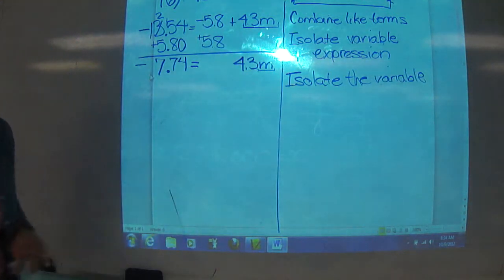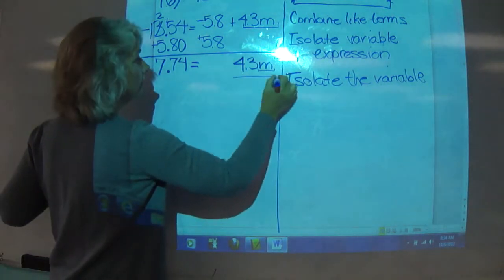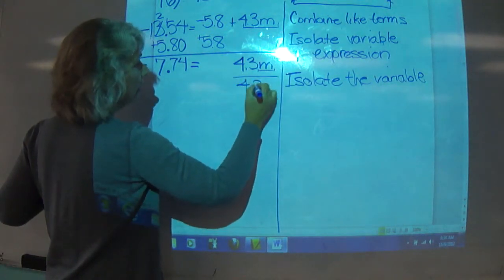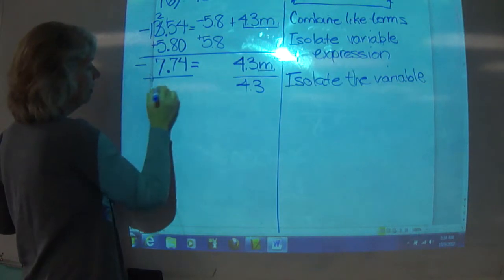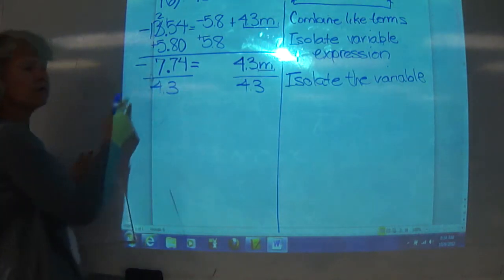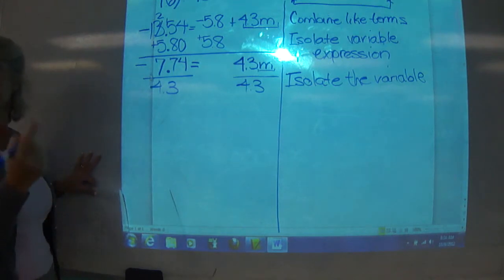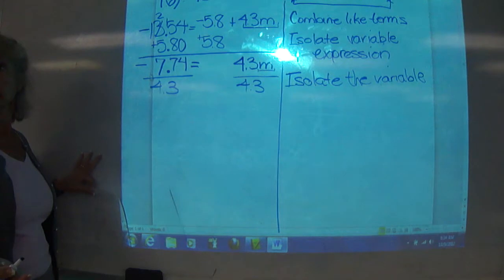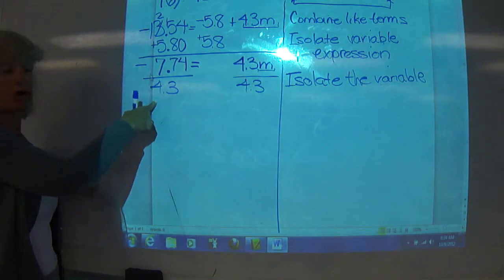Okay, and how are we going to isolate m? Divide both sides by 4 and 3/10. So both sides are going to divide by 4 and 3/10. We've turned this into a fraction. So once you have a decimal and a fraction, what are you actually going to do here? This is now a division problem.